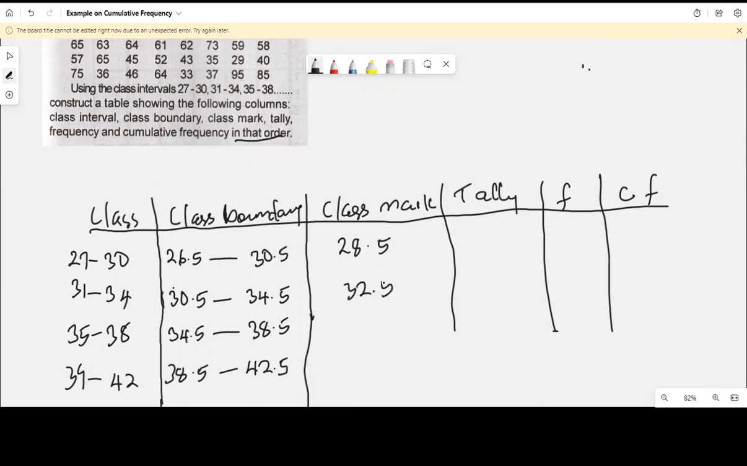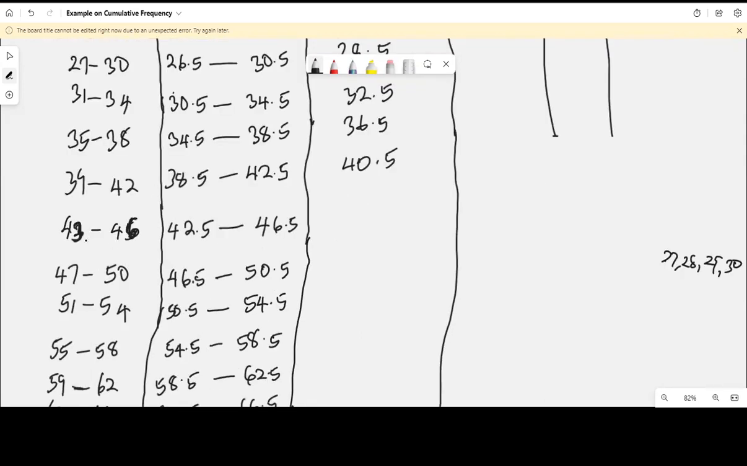35 plus 38 divided by 2 will give us 36.5. 39 plus 42 divided by 2 will give us 40.5. And 43 plus 46 divided by 2 is 44.5. Again, what we are doing is we add the lower class limit to the upper class limit, then divide the result by 2. 47 plus 50 divided by 2 is 48.5.